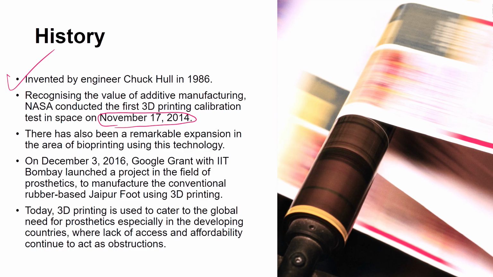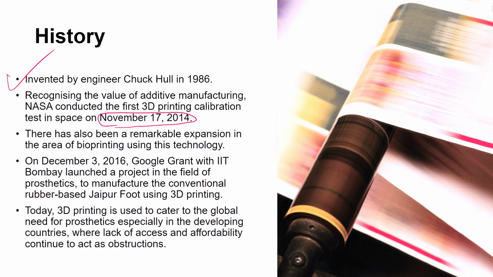So, on December 3rd, 2016, Google granted IIT Bombay a project in the field of prosthetics to manufacture the conventional rubber based foot using 3D printing. And this brings us to the ethical issues that might arise because of the printing of limbs or organs, which in a popular sense is called bioprinting. So today 3D printing is used to cater to the global need for prosthetics, especially in developing countries where there is a lack of access and affordability, and these are the major obstructions for organ seekers or prosthetic seekers.